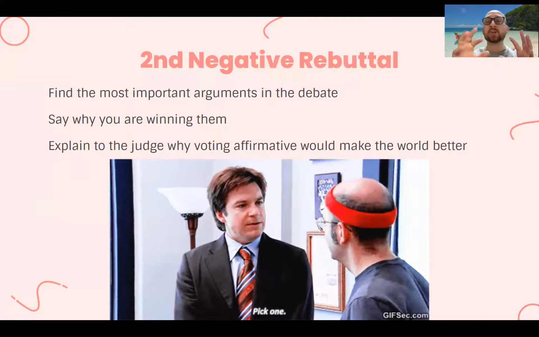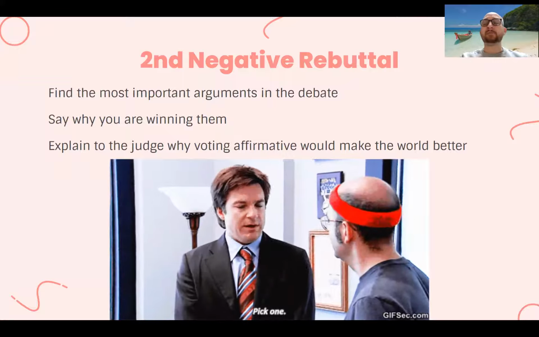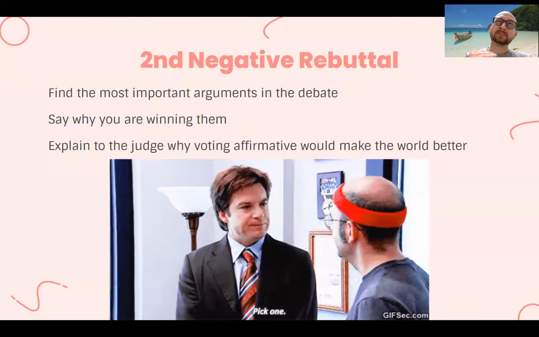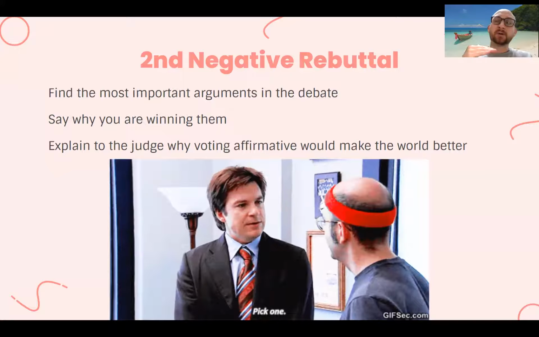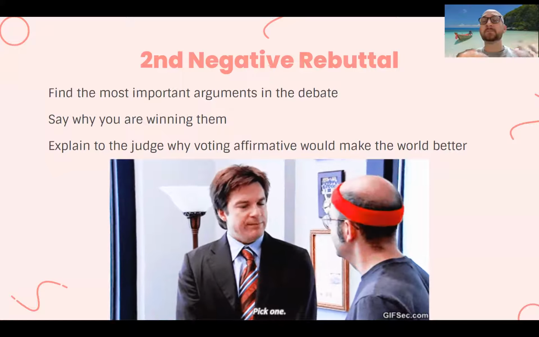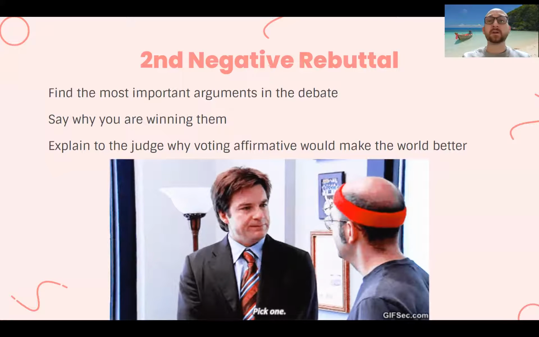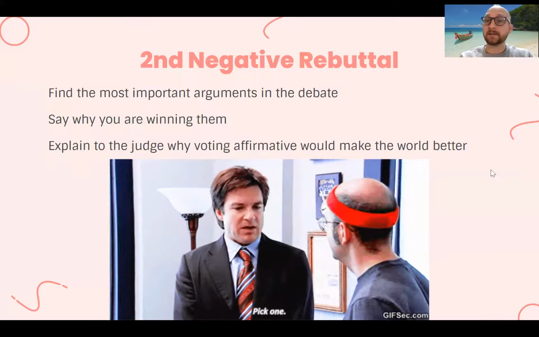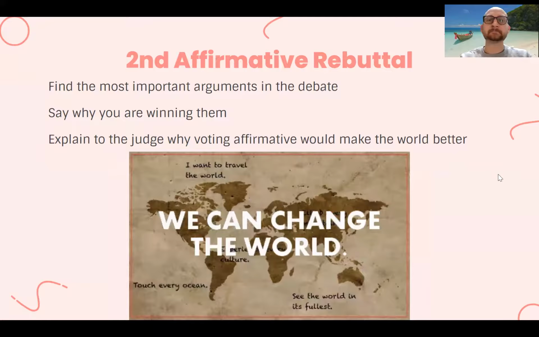So look at your arguments in the debate and say, if I only win 2 or 3 of these, which ones would show that voting affirmative would make the world a worse place? And then you explain those to the judge, make sure you win those, and you tell the judge a quick little story about why voting affirmative would make the world worse. Again, I said better, but I actually mean worse because it's negative.